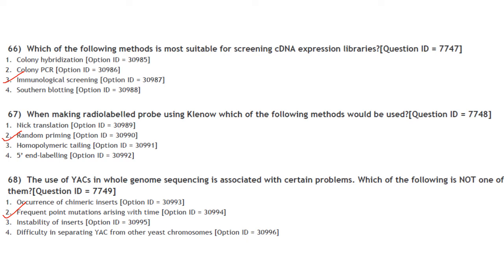The next one. The use of YACs in whole genome sequencing is associated with certain problems. Which of the following is not one of them? Occurrence of chimeric inserts, yes. Frequent point mutation arising with time, no. Answer is option 2.